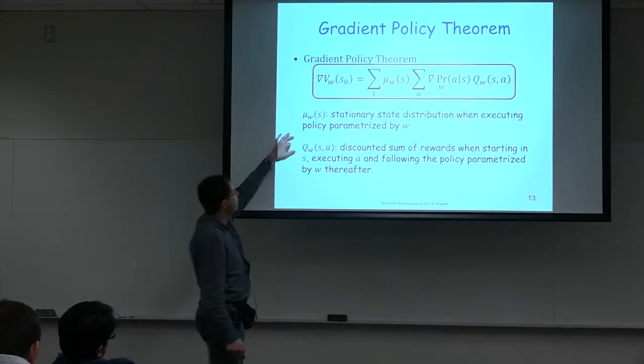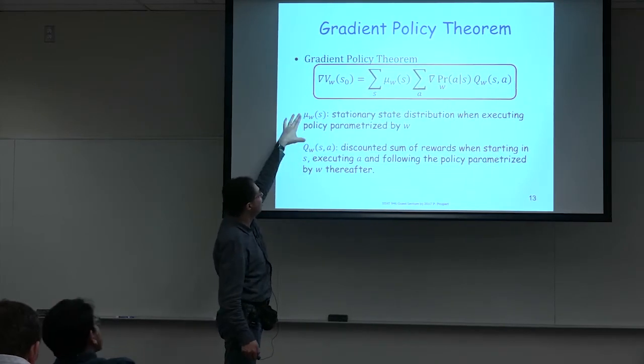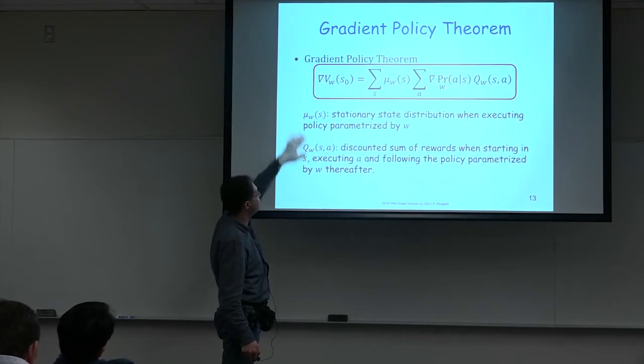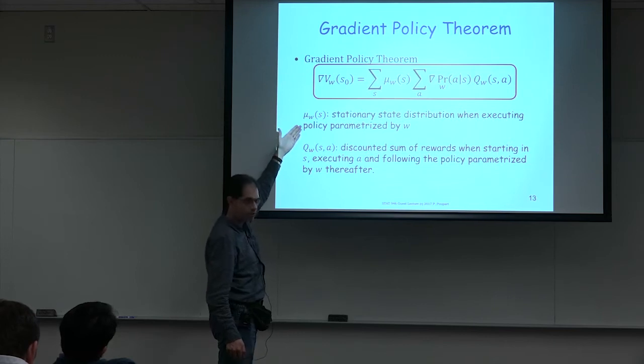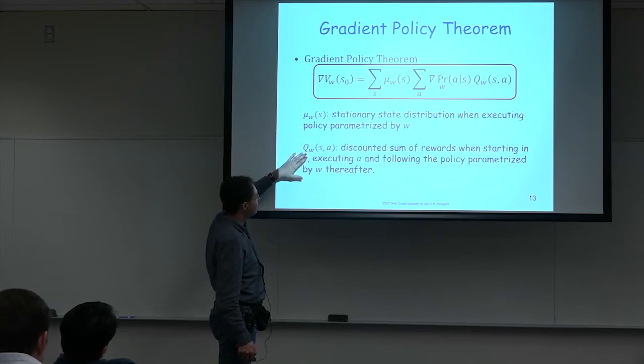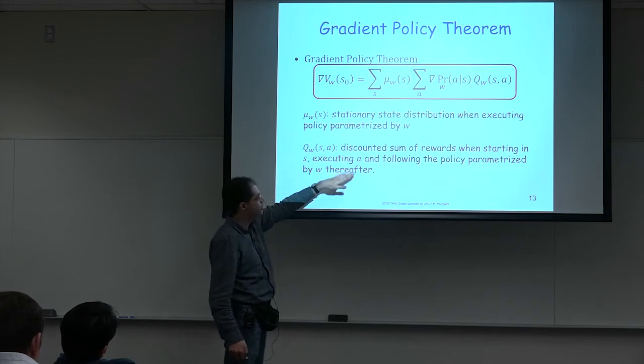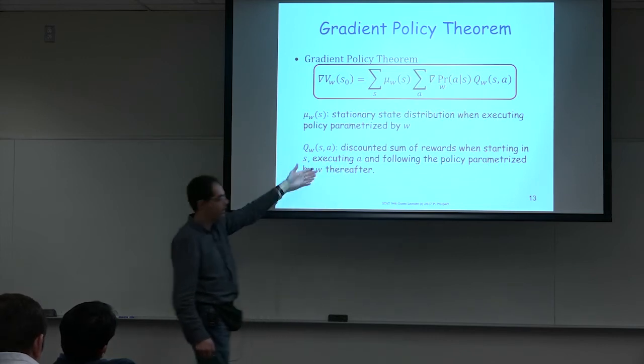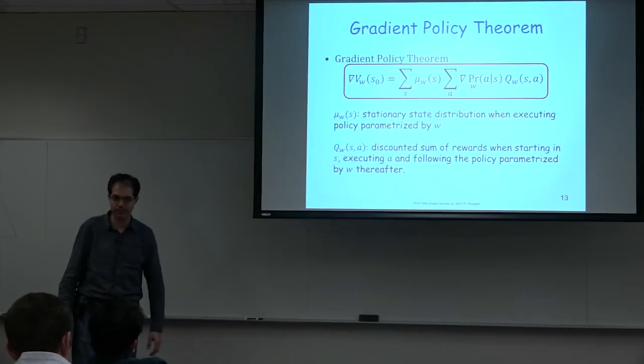Okay, so the two things that I've introduced in this theorem that were not defined previously are this notion of a stationary state distribution, and also a discounted sum of rewards when we start in state S, execute action A, and then follow the policy parameterized by W thereafter. Okay?